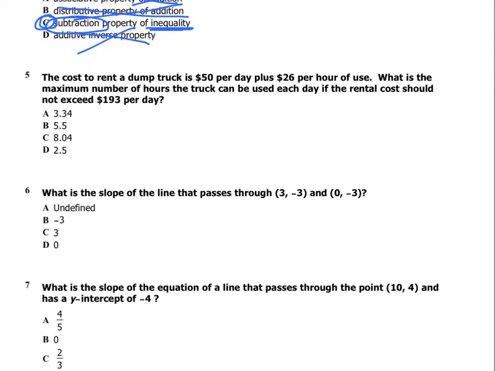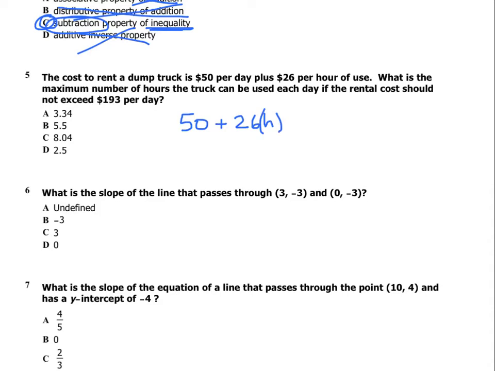Next one, the cost to rent a dump truck. Cost to rent a dump truck is $50 per day, plus $26 per hour of use. What's the number of hours the truck can be used each day if the rental cost should not exceed $93 per day? Well, if you know you have to have $50 for the day, plus 26 per hour of use, and we don't want that to be any more than 93.